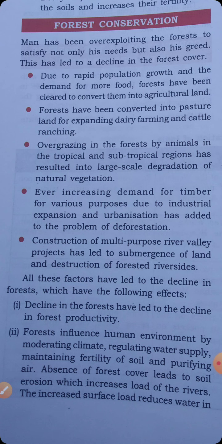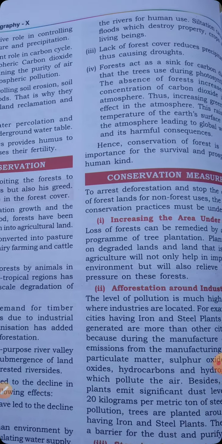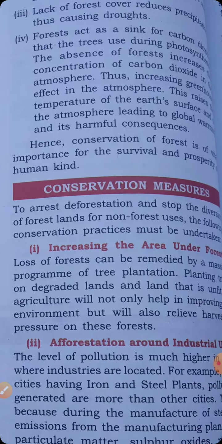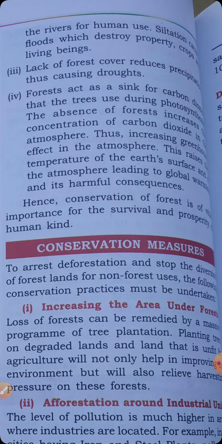This increased surface load reduces water in the rivers for human use. Siltation causes flood, which destroys property, crops, and living beings. Lack of forest cover reduces precipitation, thus causing droughts.